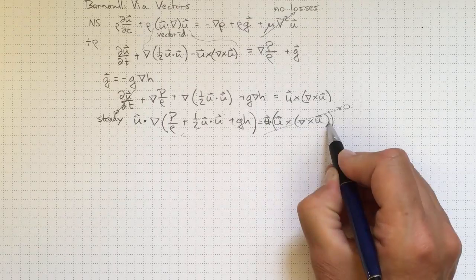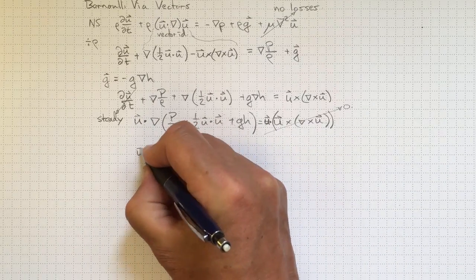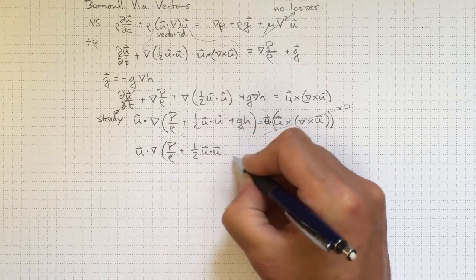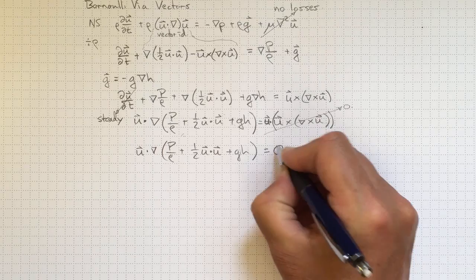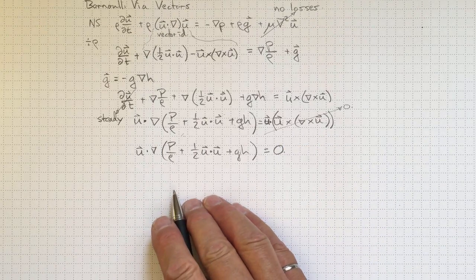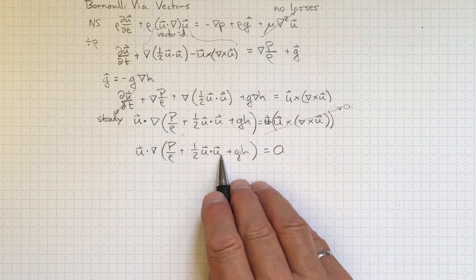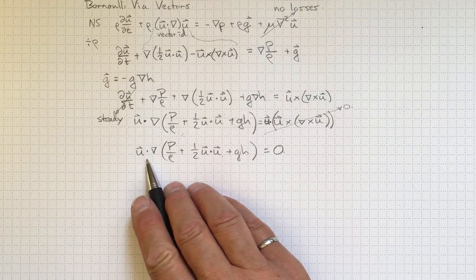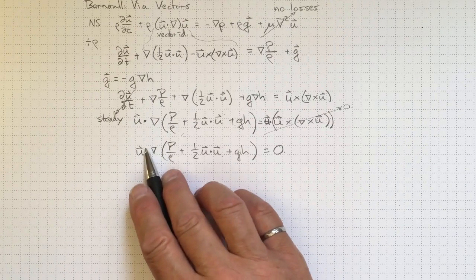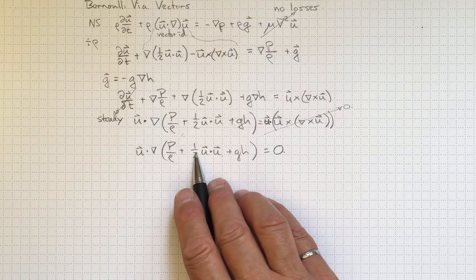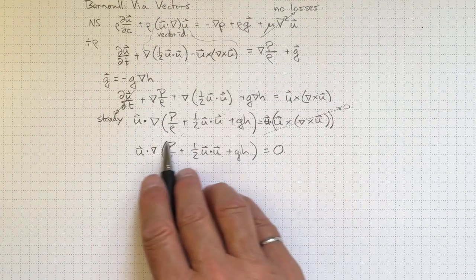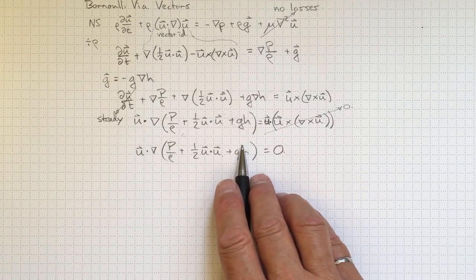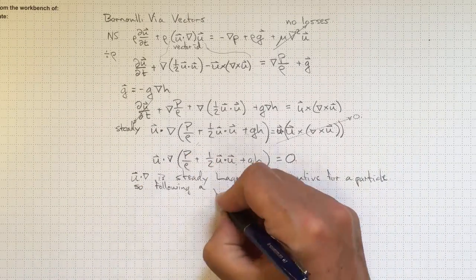So now we've got u dot grad of p over rho plus a half u dot u plus gh equal to 0. This is starting to look like Bernoulli's equation. We've got a pressure term, we've got a velocity squared term, and we've got an elevation term. Now u dot grad is a steady Lagrangian derivative for a particle. So this is taking the steady Lagrangian derivative of whatever's inside the brackets here. And that's saying that if we follow that particle, then that total quantity will be a constant.